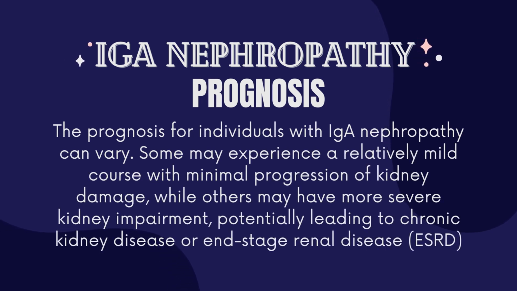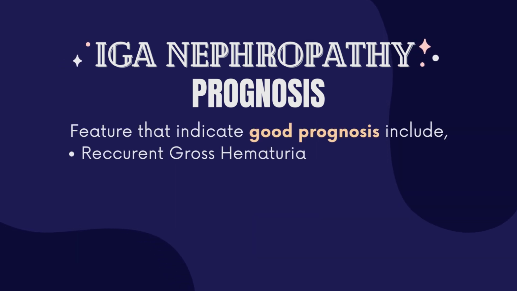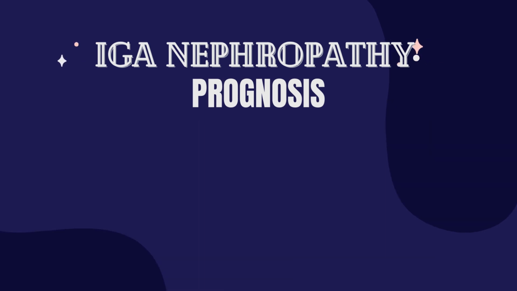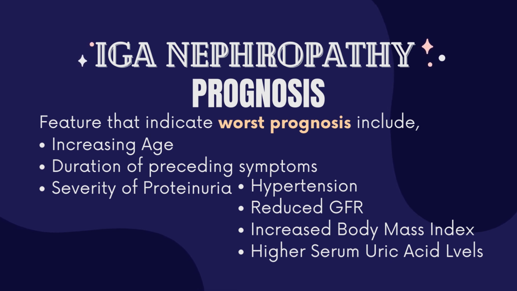The prognosis for individuals with IgA nephropathy can vary. Some may experience a relatively mild course with minimal progression of kidney damage, while others may have more severe kidney impairment, potentially leading to chronic kidney disease or end-stage renal disease. Features that indicate good prognosis include recurrent gross hematuria. Features that indicate worse prognosis include increasing age, duration of preceding symptoms, severity of proteinuria, hypertension, reduced GFR, increased body mass index, and high serum uric acid levels.